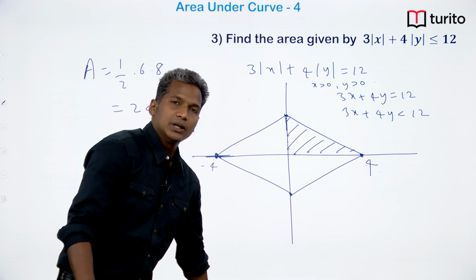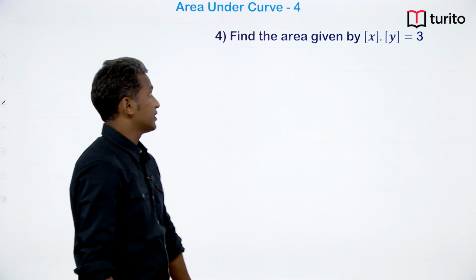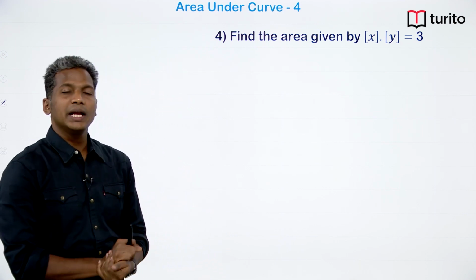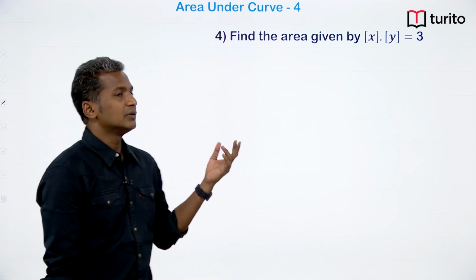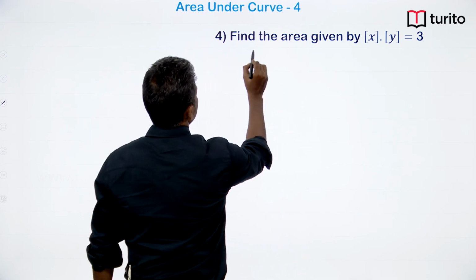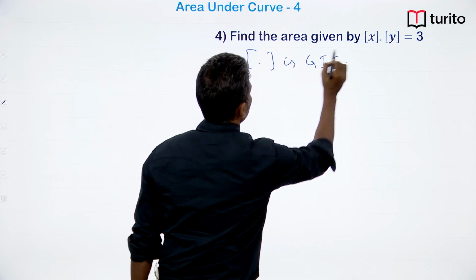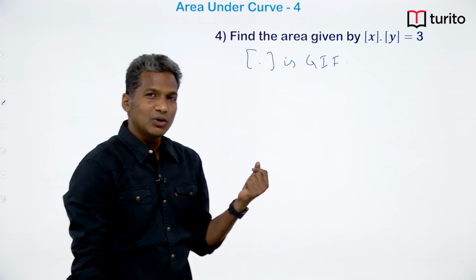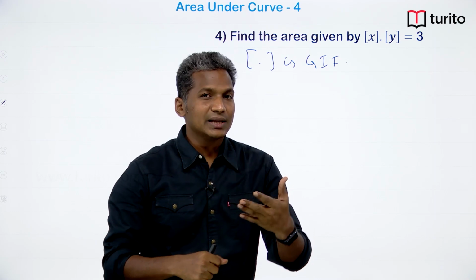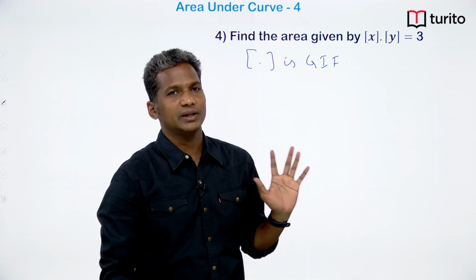Okay. Now we will move on to the next question. So next question is, find the area given by a curve like this. So here box means it is greatest integer function. This statement is not mentioned here, but in the exam if it is not mentioned, you have to understand that those are simple brackets only.